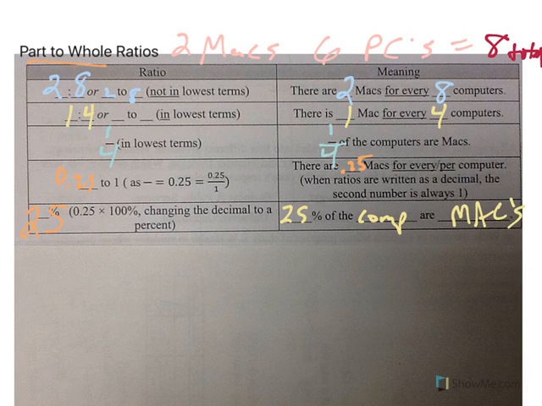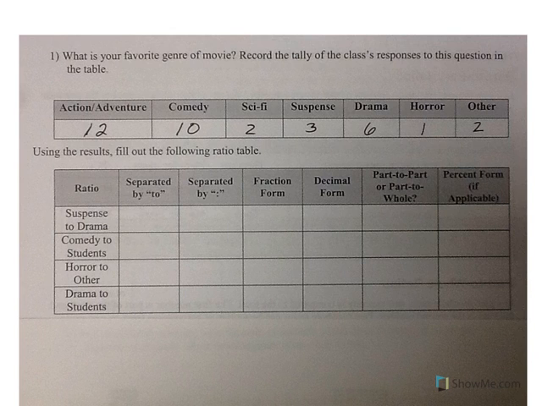All right, now let's go to maybe something that's not. These first two are a little bit confusing, I think. So if we go next, we've got 36 people who were polled about their favorite type of movie. 12 said action adventure, 10 said comedy, 2 said sci-fi, 3 said suspense, 6 said drama, 1 said horror, and 2 said other. So we're going to use those to answer these questions.